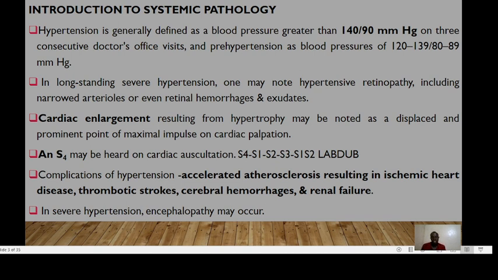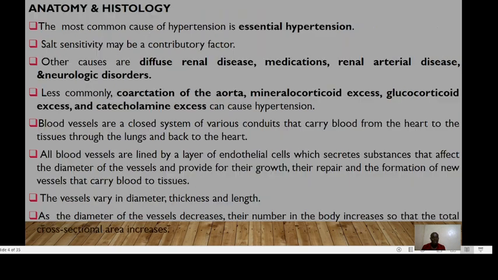It's good to note that S3 will be common in heart failure, okay? And if it is there, it will come immediately after S2, after the dub. Complications of hypertension include accelerated atherosclerosis, resulting in ischemic heart disease, thrombotic strokes, cerebral hemorrhage, and renal failure. In severe hypertension, encephalopathy may occur, and the patient could present with CNS symptoms.